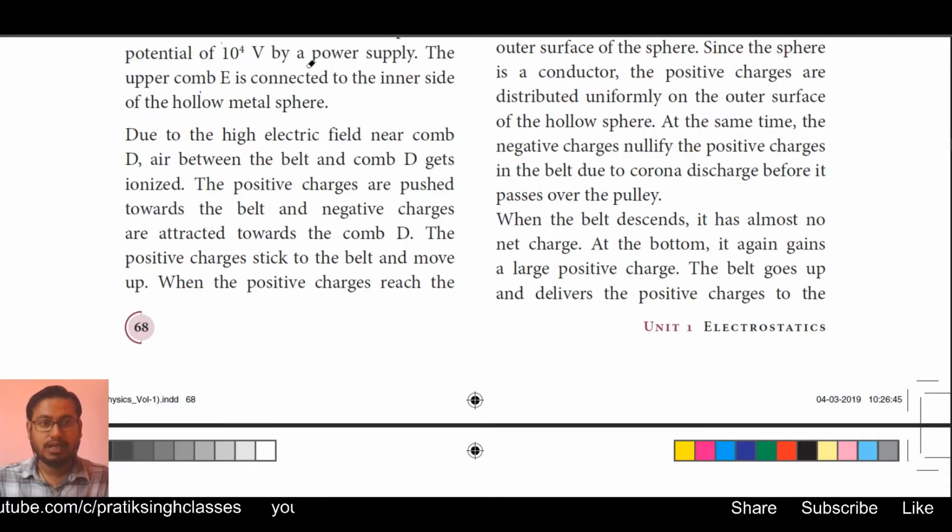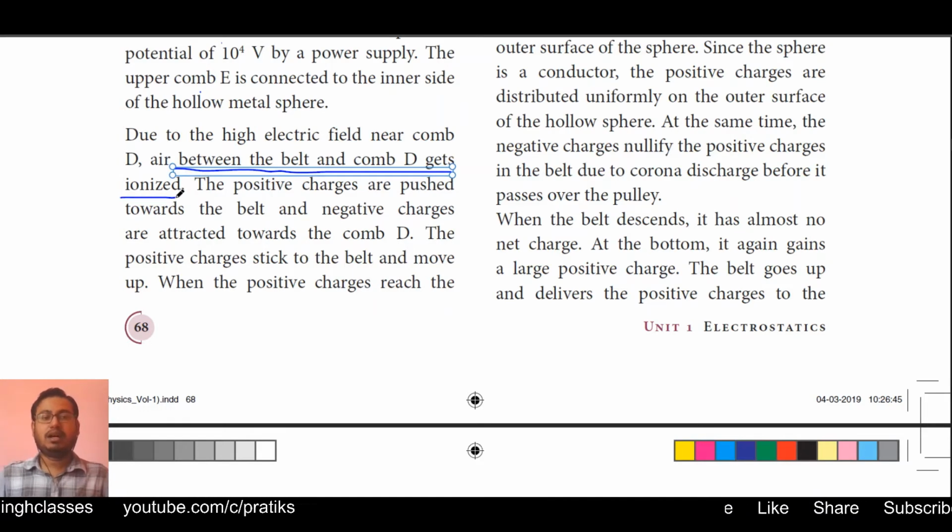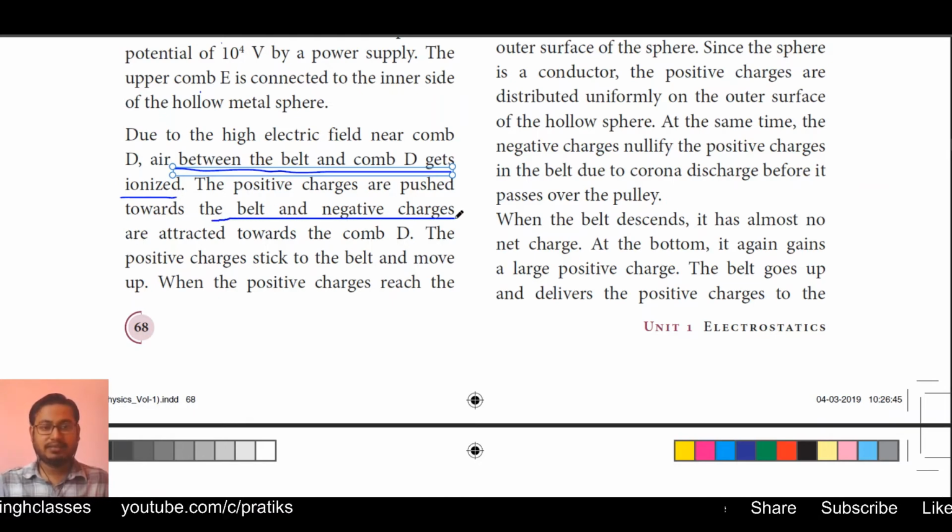Due to the high electric field near comb D, the air between the belt and the comb D gets ionized. About how this ionization happens, we have seen in our previous video, in the topic corona discharge or action at points. Please go through that video once again if you have missed it. The positive charges are pushed towards the belt and negative charges are attracted towards comb D. Why? Because comb D is at a very high potential of 10 to the power 4 volts, and it is electropositive.